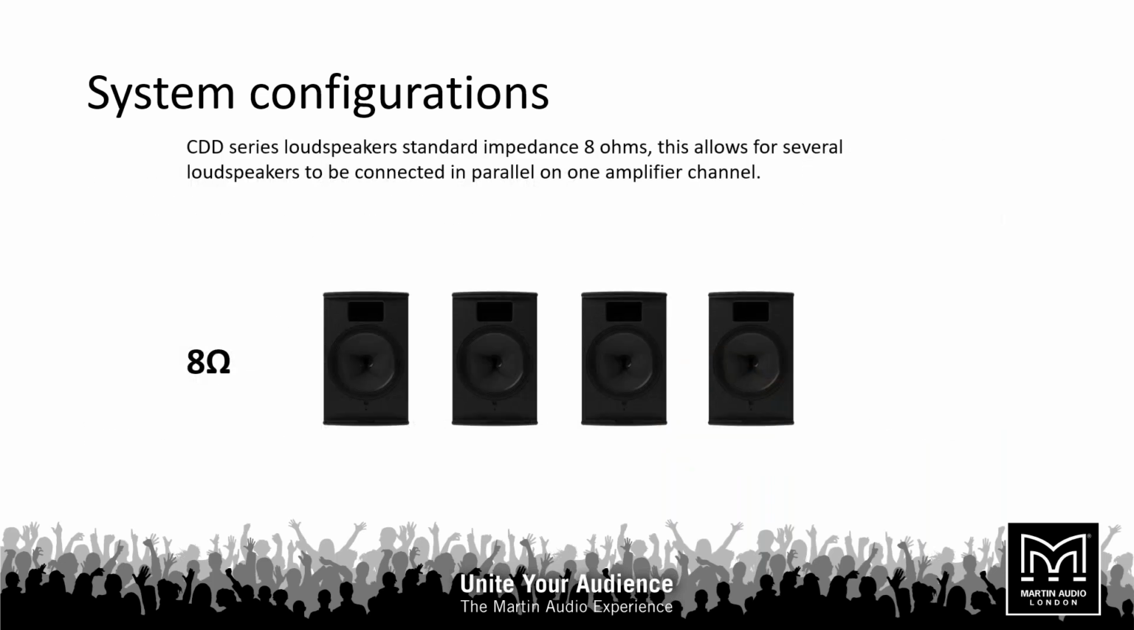As standard, these CDD loudspeakers are 8 ohms a box, which means that you can link 4 of them together. Obviously, if we link them in pairs, there'll be 4 ohms. If we link all 4 together, we're going to have a 2 ohm system. Most amplifiers will happily chug along at 2 ohms. Of course, you need to make sure you have enough power, or the channel has enough power, for the amount of loudspeakers that you're trying to link together.